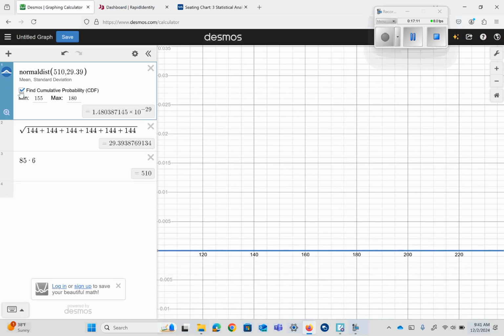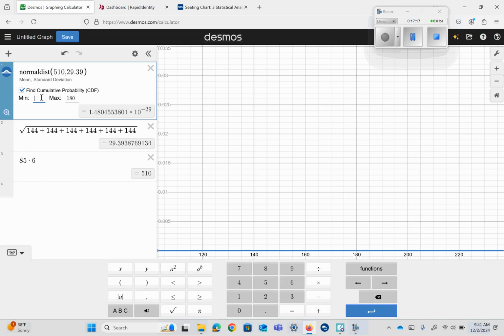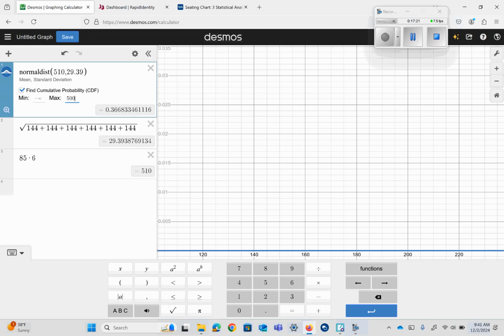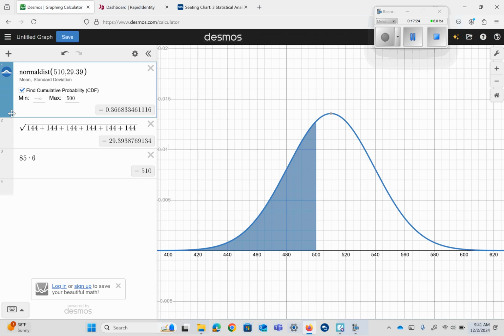So the first one for C, what percentage of these apples will weigh less than 500? Okay, so I'm going to get rid of that. Goes to infinity. Max is 500. So we're talking about if I were to grab a bag of 6 apples at random, the chance that my bag of apples weighs less than 500 grams is going to be 36.7%.